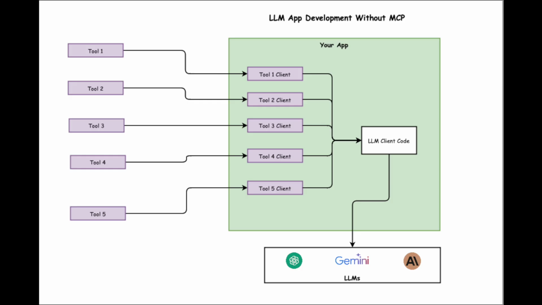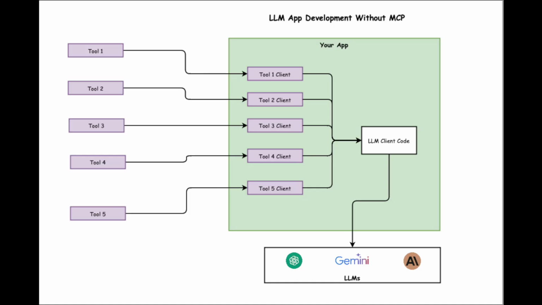So this is what the setup would look like. If you imagine you have 5 tools that you want to consume, you would end up writing at least 5 client tools, which have to be coupled to your LLM client code, and then it is consumed by your LLMs for your application, be it an agentic application or a normal LLM application.